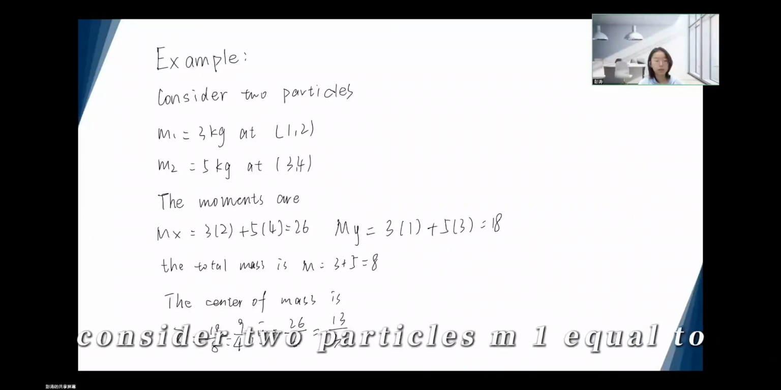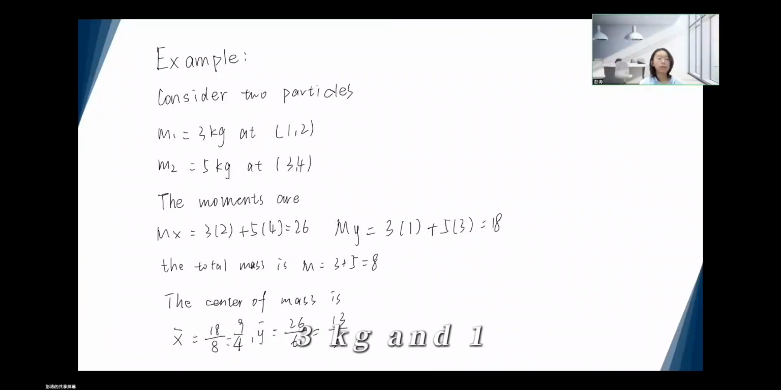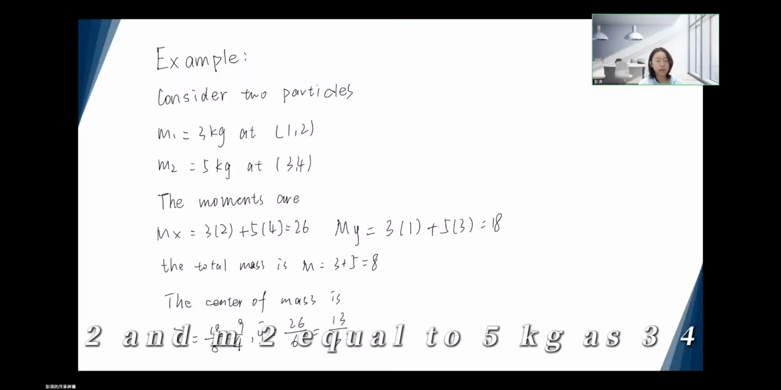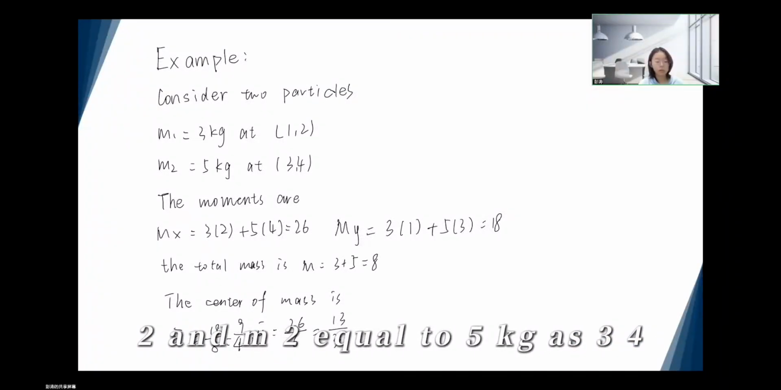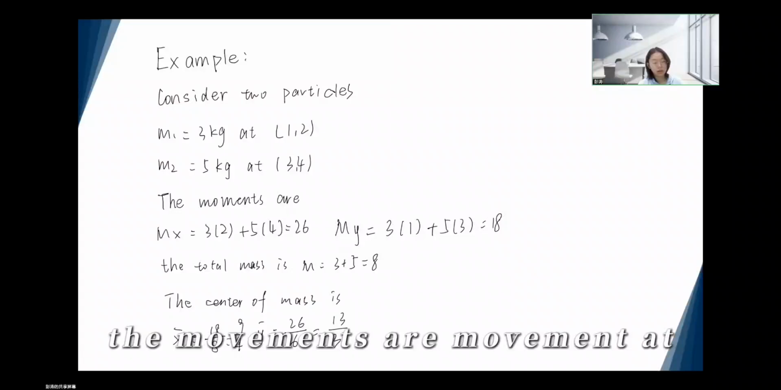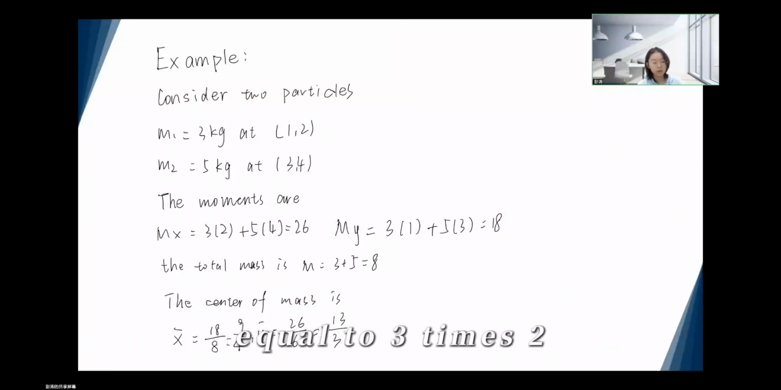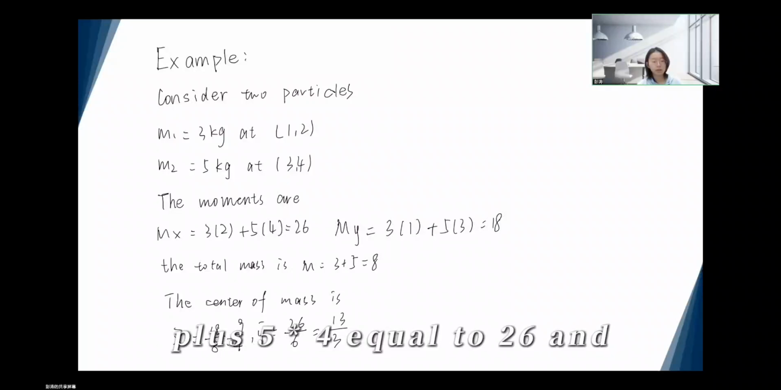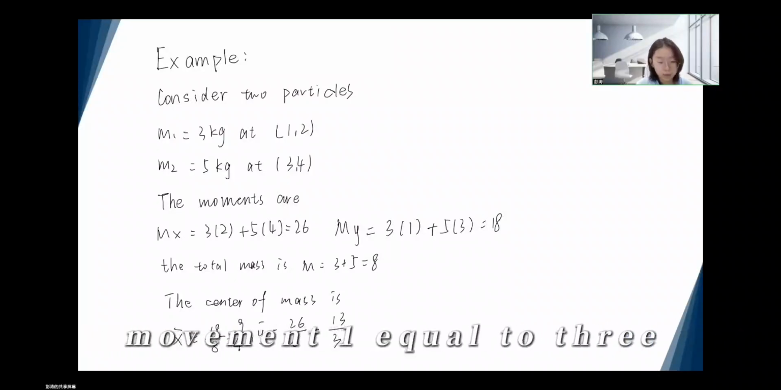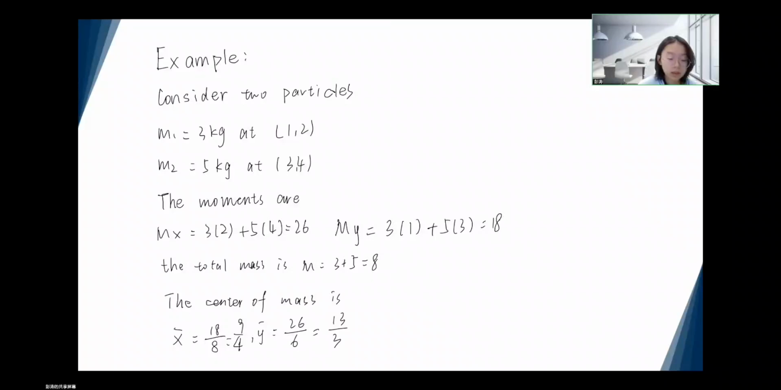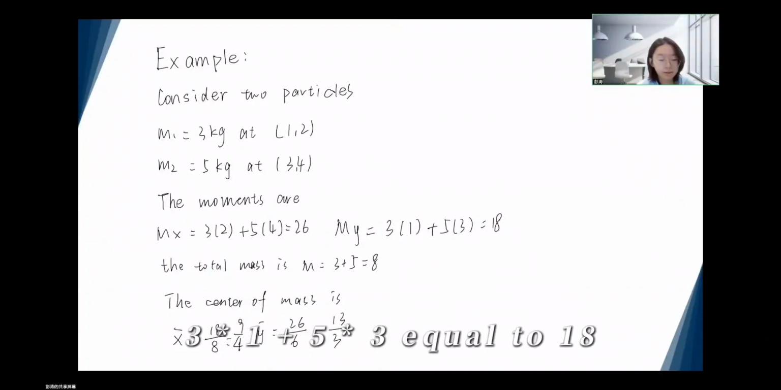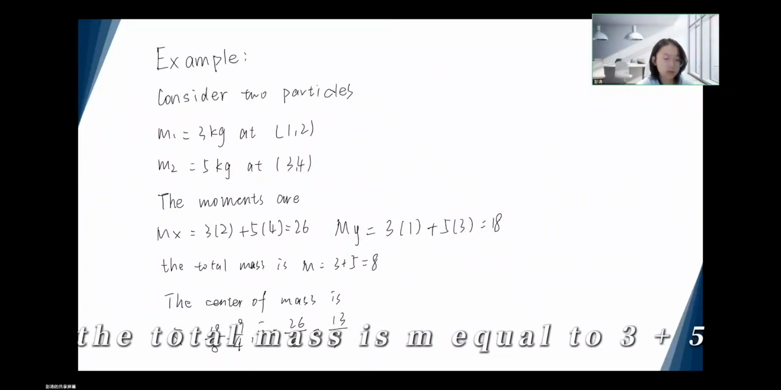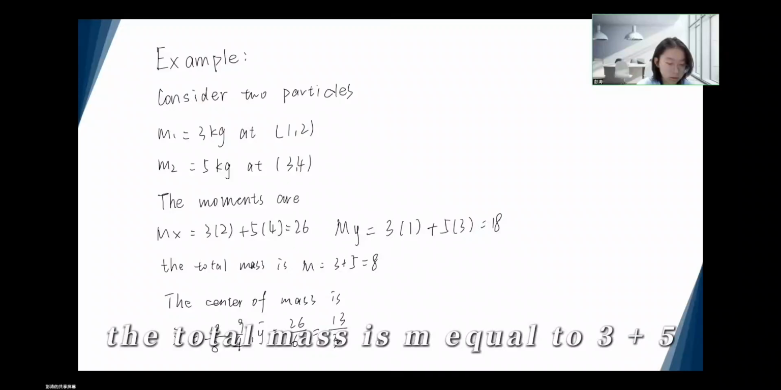Consider two particles, m1 equal to 3 kg at (1, 2), and m2 equal to 5 kg at (3, 4). The moments are M_x equal to 3 times 2 plus 5 times 4 equal to 26, and M_y equal to 3 times 1 plus 5 times 3 equal to 18. The total mass is m equal to 3 plus 5 equal to 8.